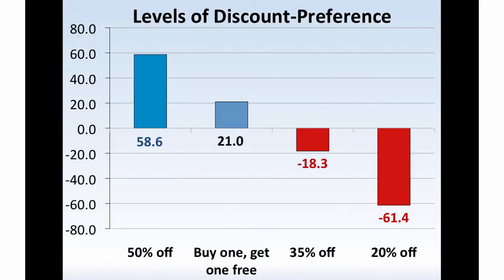So here you can see the level of discounts. This is the bread and butter. This is what people want the most. This is a very important graph here. 50% off is the most preferred level of discount when it comes to college students.